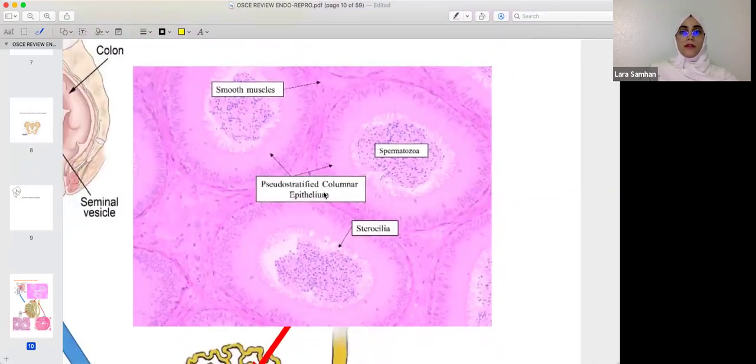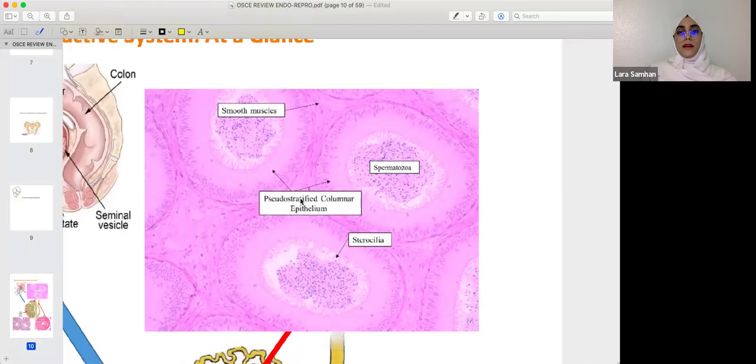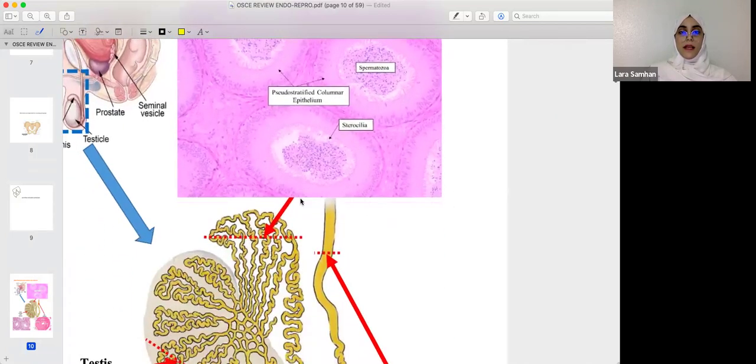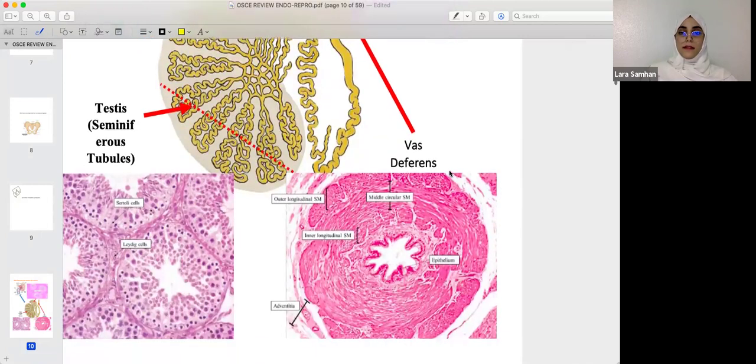We have in here the pseudostratified columnar epithelium. And as we said, usually the cilia is associated with the columnar cell. And here we have those spaces, which are basically the smooth muscle that helps in the ejection of the sperm. Okay, now in regard to this cross section, which is available in the vas deferens, this is how it looks like.